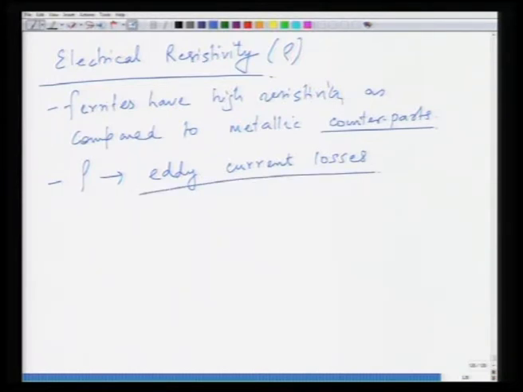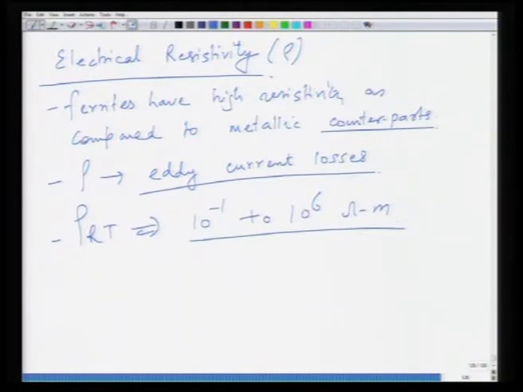And typically the room temperature resistivity for ferrites lies in the range somewhere from 10 to the power minus 1 to 10 to the power 6 ohm meter. So, this is quite a lot of variation in the resistivity, and this depends upon composition, microstructure, etc. And this is many orders of magnitude higher than ferromagnetic alloys.